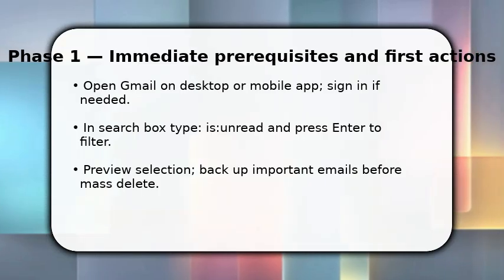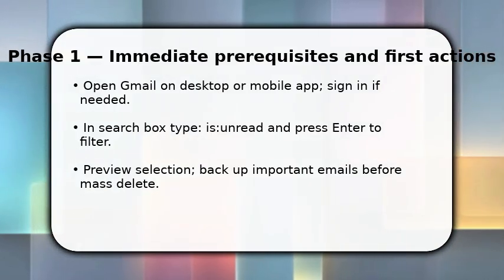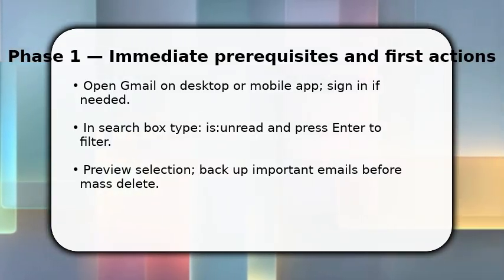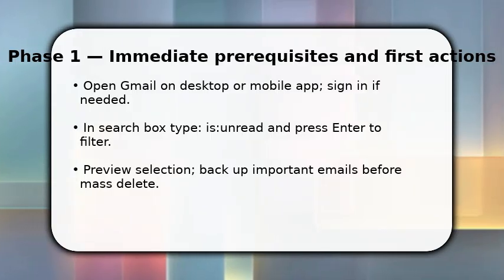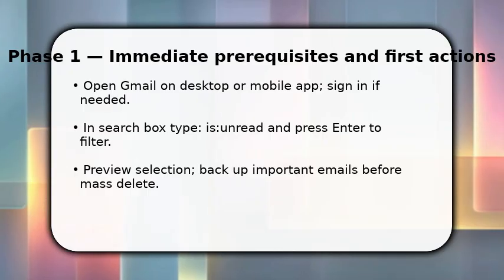Enjoy the video. You start by opening Gmail and signing in, then immediately use the search field to focus only on unread messages. Type is:unread and press enter. Once done, skim the results and ensure you're targeting the right account and labels because bulk actions are permanent.